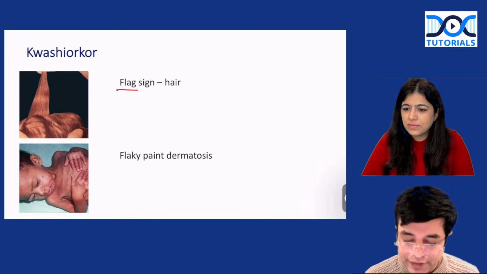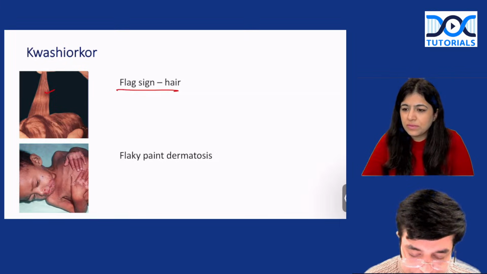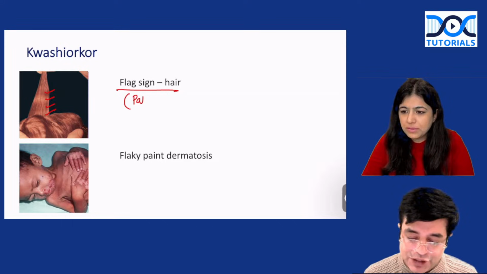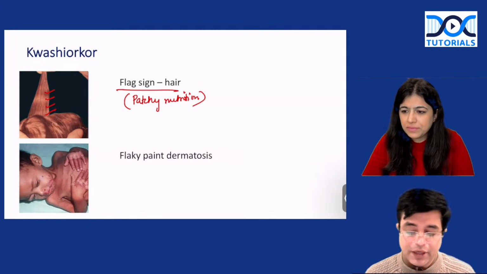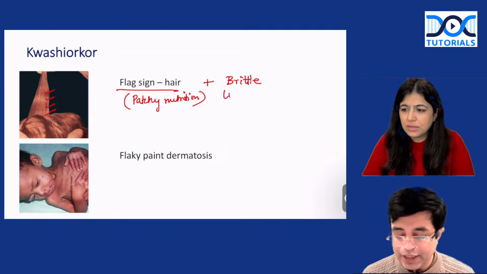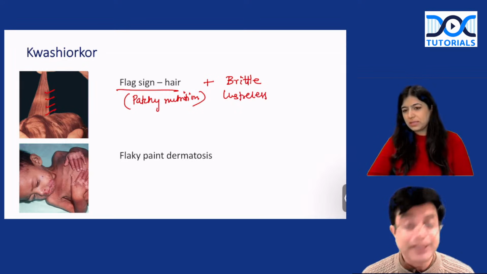Flag sign will be seen in here. Alternate bands of pigmented, depigmented, pigmented, and then depigmented hair will be there. This is flag sign. It indicates patchy nutrition in the child. Patchy nutrition again goes in favor of kwashiorkor. Apart from that, the hair in these patients will be brittle, it breaks easily, lusterless. There will be no shine in the hair.